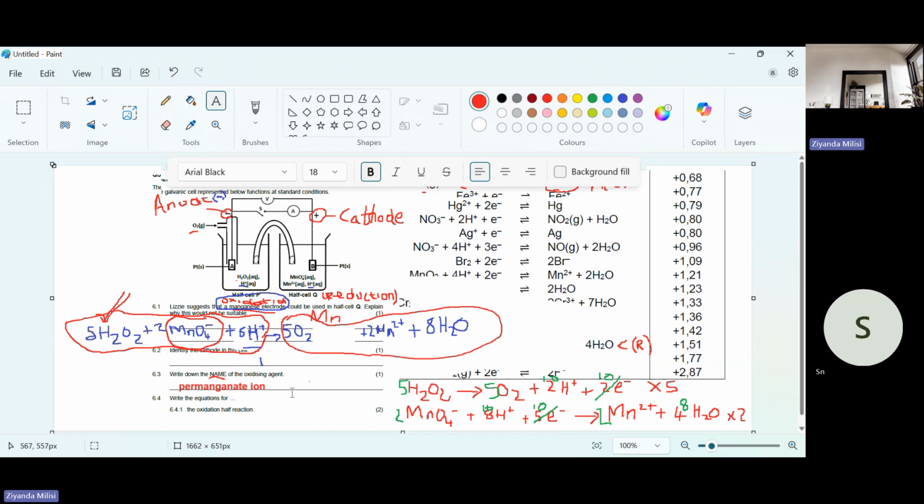Then 6.4, write the equations for the oxidation half reaction. You already know we wrote it. Okay, now, the oxidizing agent.